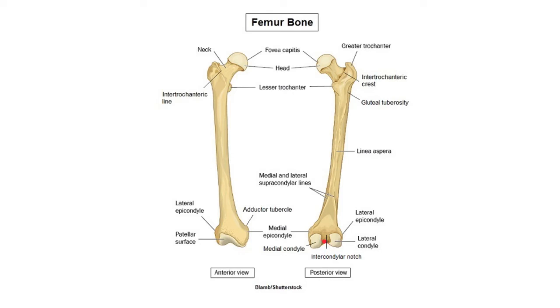Now, when I say cruciate ligaments, if you think of the anterior and posterior cruciate ligaments, or ACL and PCL, they're going to go right through that notch, and they are going to connect to the tibia underneath them. All right. So that is your femur.